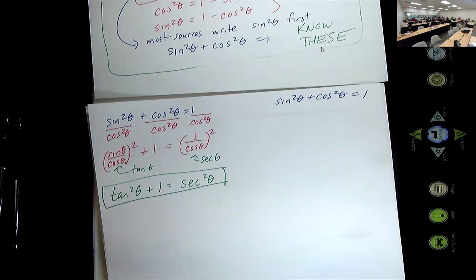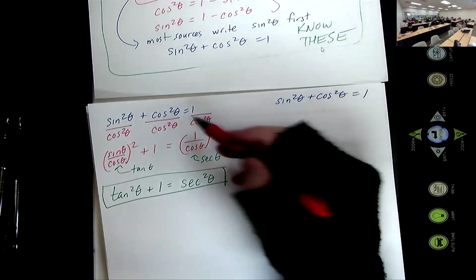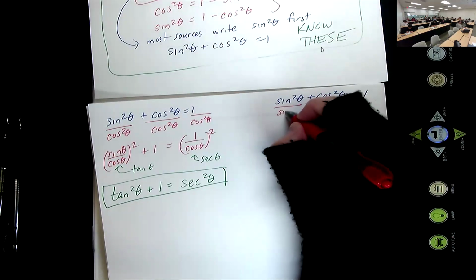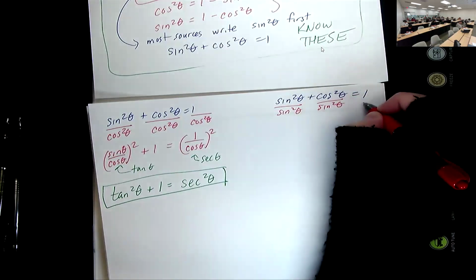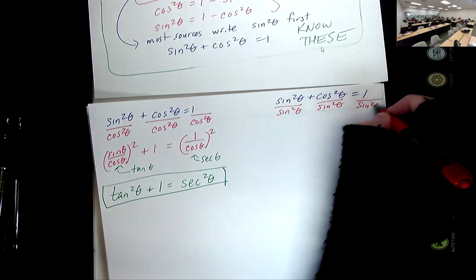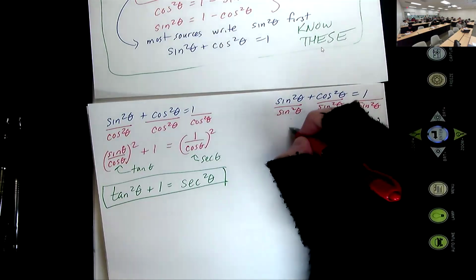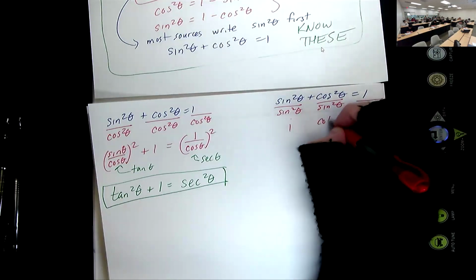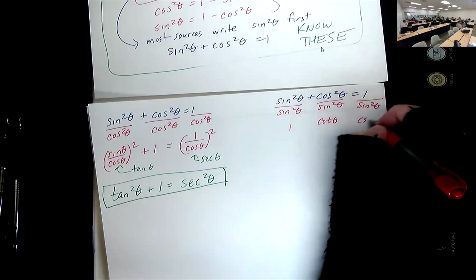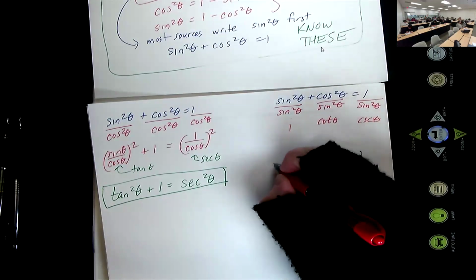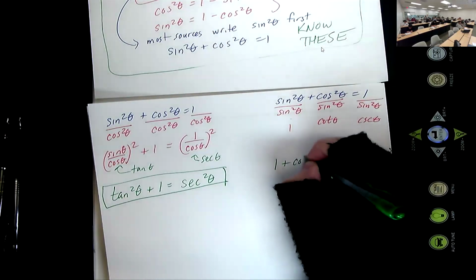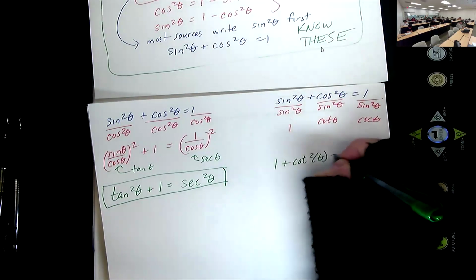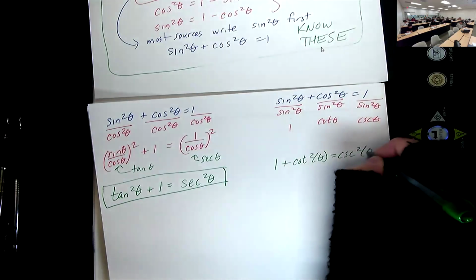The other one to get it? Instead of dividing by cosine squared, we divide by sine squared. That's a 1. That's cotangent theta and that's cosecant theta. So we're going to get 1 plus cotangent squared theta equals cosecant squared theta.